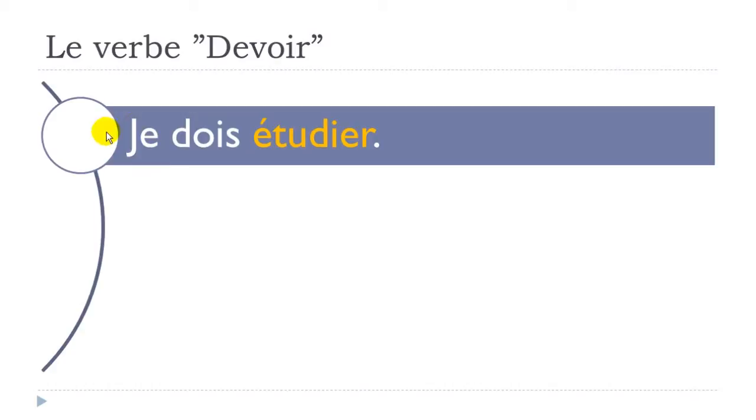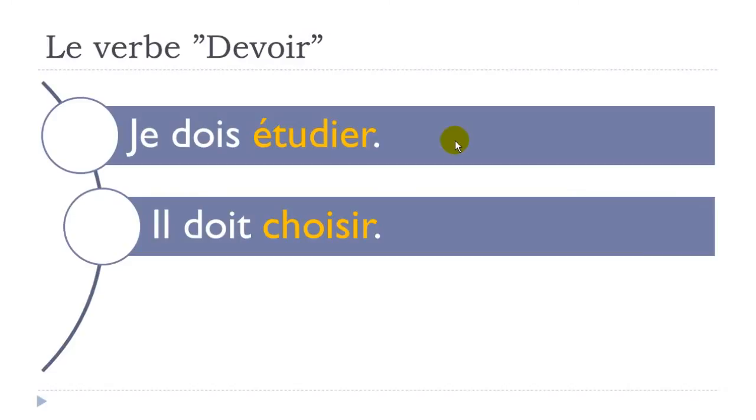The first one, je dois étudier. Étudier is to study. So it's a verb, and the rule in French goes like that. If you've got two verbs in a sentence, like here, the second one must be at the infinitive form. When we talk about the infinitive, it's the basic form of the verb. So étudier, study. Je dois étudier, I must study. Then, il doit choisir. Same thing here, choisir means to choose. I put here the infinitive form, the basic form, IR form, il doit choisir.